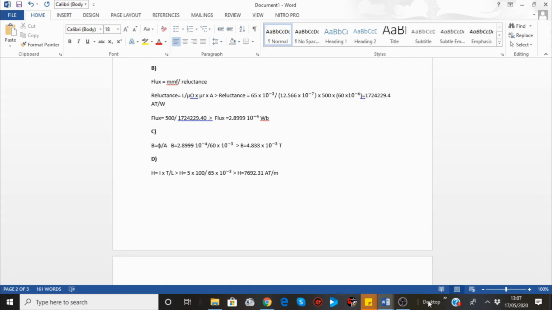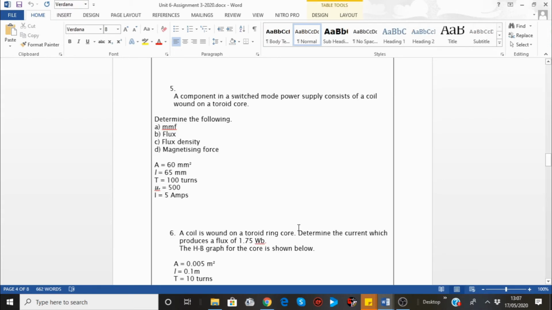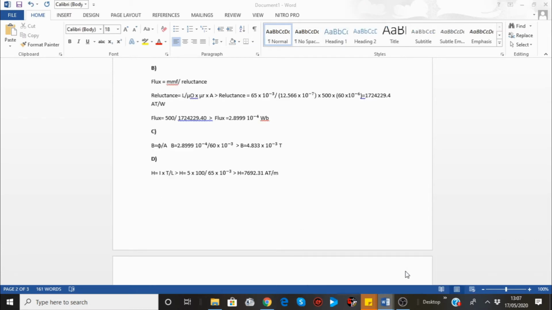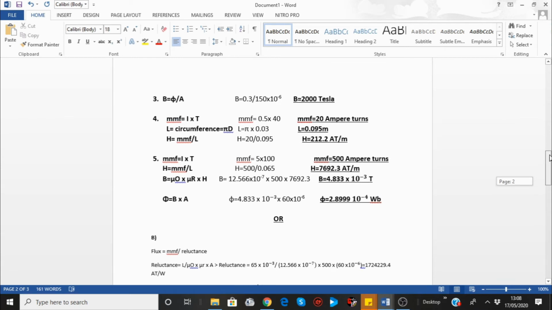So that's one method. You stick to the order of the question. You just find everything as it is: MMF, flux density, magnetizing force. Now, if I don't stick to the order of this question, A, B, C, D, and I want to find it my own way, I'll find all of these, and it'll be the same values, but in the order that makes it easier. So we already found the MMF.